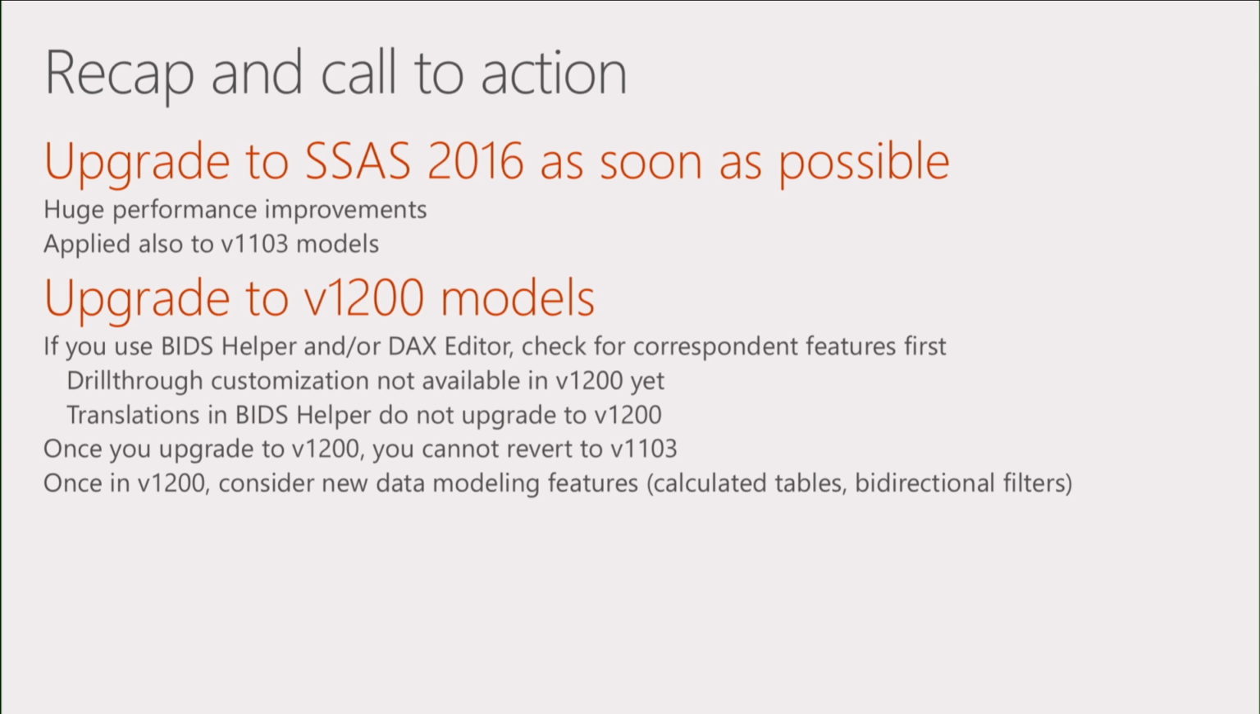Once you upgrade, you cannot go back. So keep a backup of the existing model before doing the upgrade, and in this way, you can revert back if you realize that the client, for some reason, is not ready to manage the new compatibility model. Once you have the new compatibility model, you can use features that are only available in the model 12.0.0. Calculated tables and bidirectional filters are the two features, and also display folders, that are available only in the new data model.